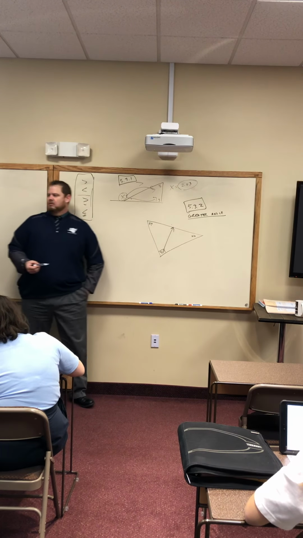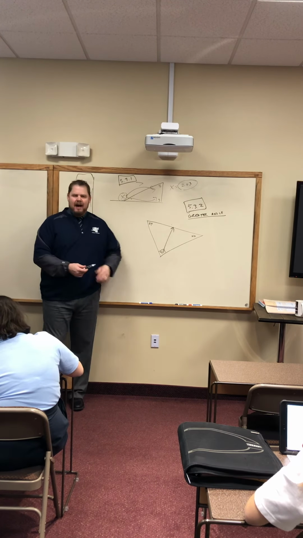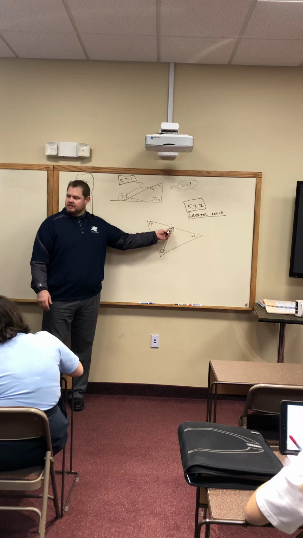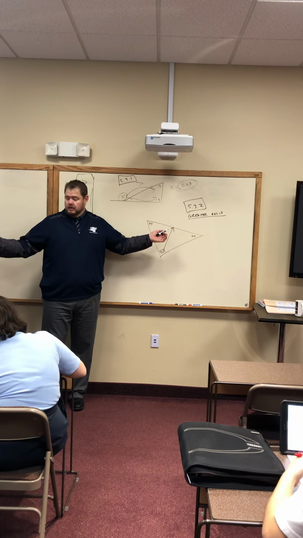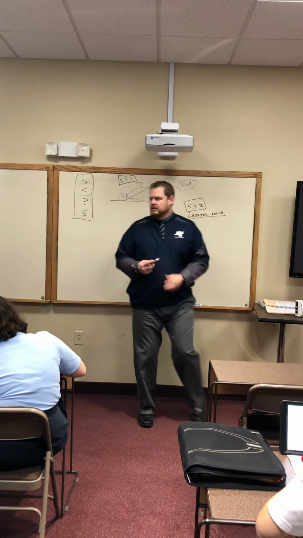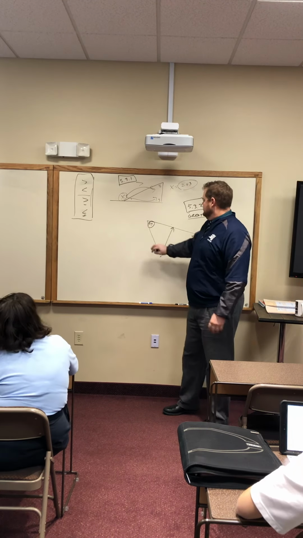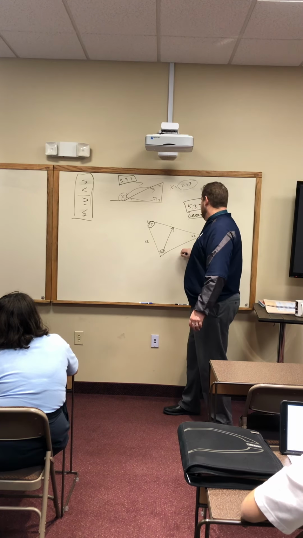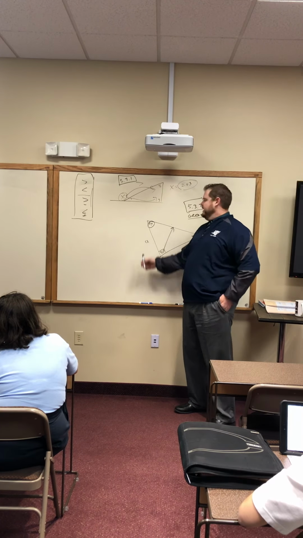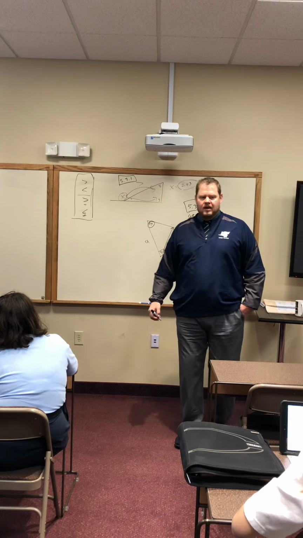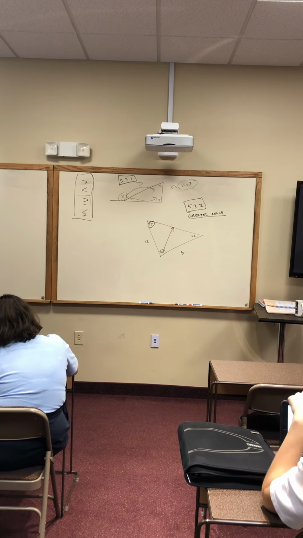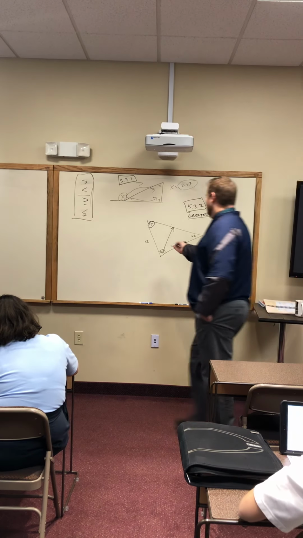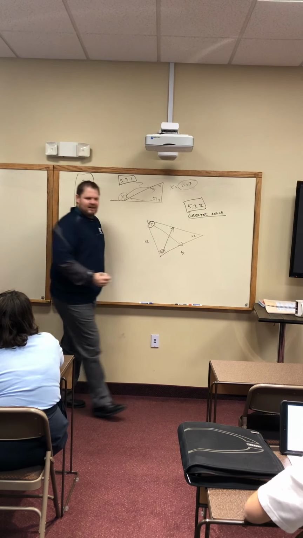What's the biggest angle? 90. So the side opposite of the 90 is the biggest side, across from the 50. Can I ask you a question? If this is side A and this is side B, which one's bigger, side A or side B? Side B. Why? Because the angle's bigger, so the side is bigger.